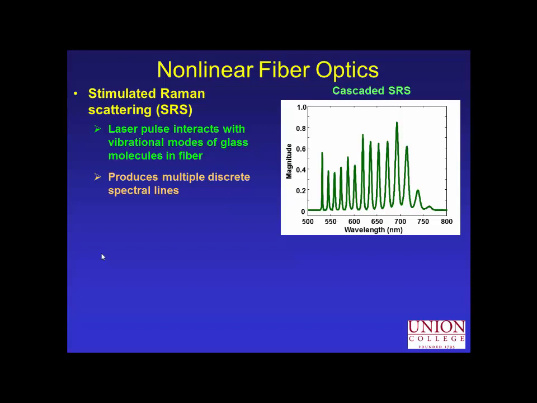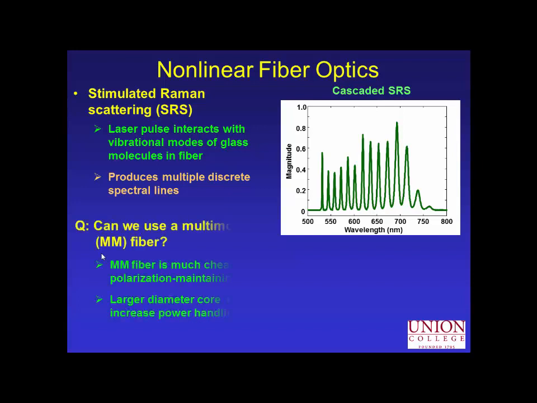But the question we were thinking of was, could you use, let's say, a multimode fiber to produce new colors for photoacoustic microscopy? One advantage is that they tend to be cheaper than, let's say, the polarization maintaining fiber used for this example. But perhaps more important is that the larger cores may lead to higher power handling, so you can potentially scale to higher energies.